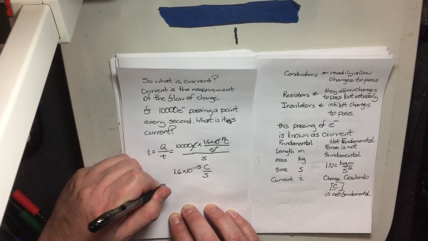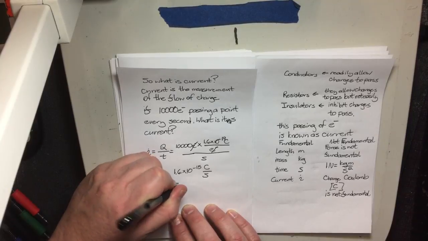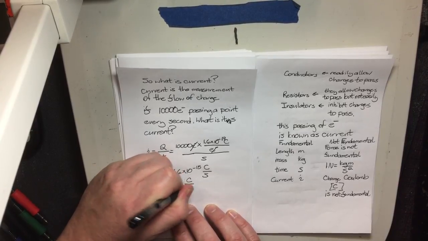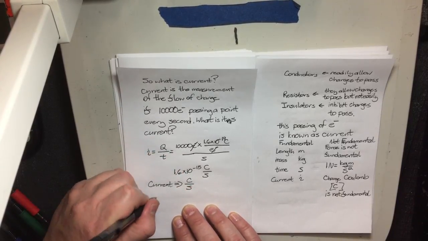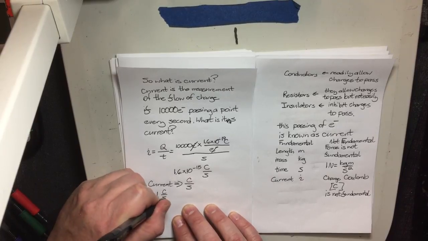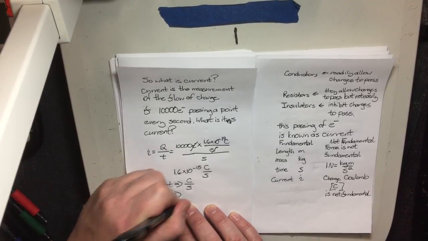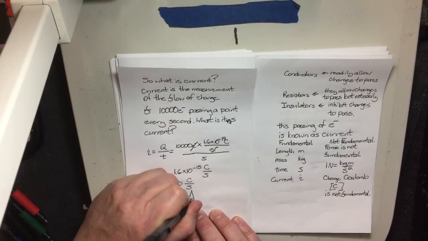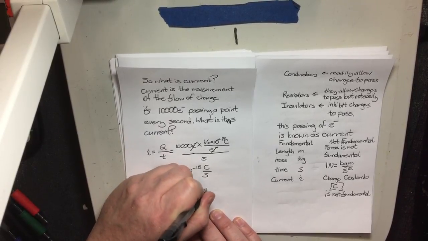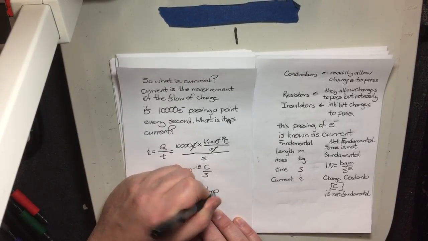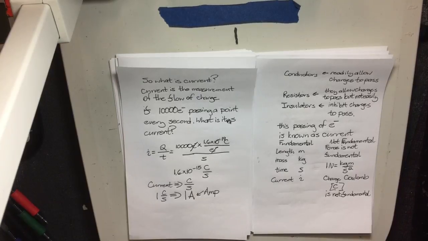Current is coulombs per second, and 1 coulomb per second is equal to 1 amp. The amount of charge flowing by as a function of time is measured in coulombs per second, and it is measured in an amp.